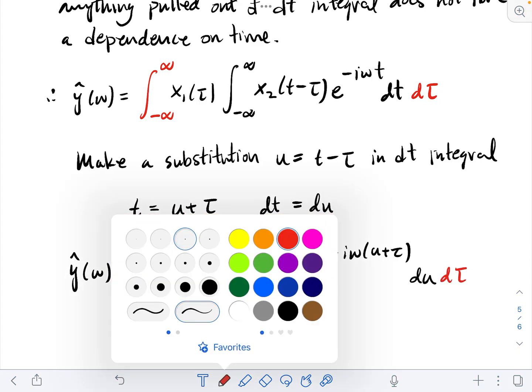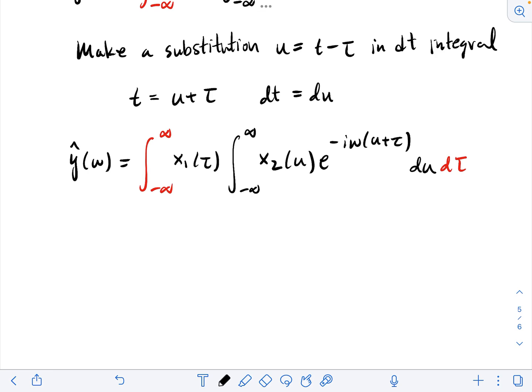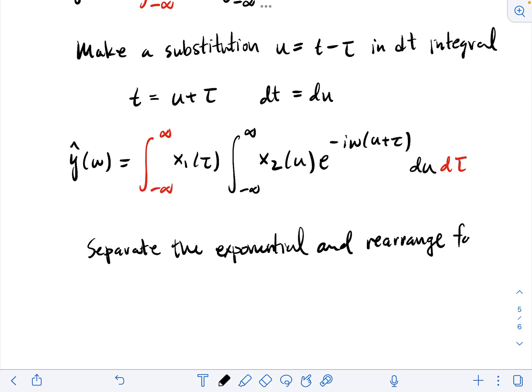Okay. So what we're going to do next is separate the exponential. So right now we have e to the minus i times omega, and then times u plus tau. So we could write that as e to the minus i omega u times e to the minus i omega tau, and that is what we'll do. And in addition to doing that, we'll rearrange some of the factors. And so again, we can move factors around as long as we don't pull anything out of the u integral that has a u dependence on it.